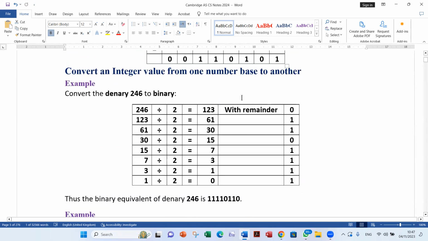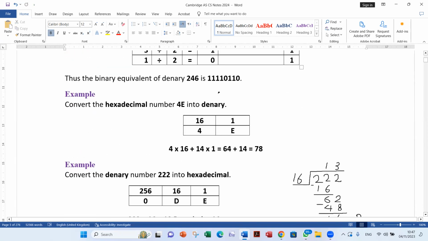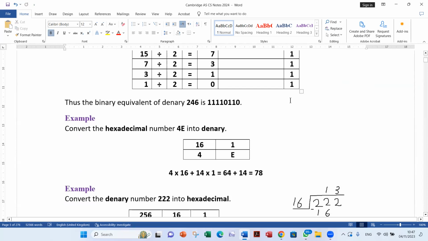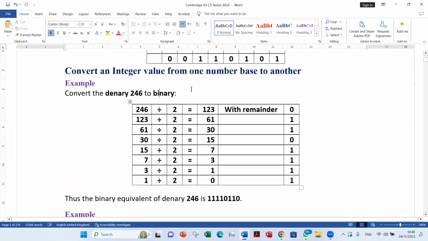Okay, let us keep recalling. Converting an integer value from one number base to another. So convert the denary value into binary. You may divide by 2. You already know that from the O level. But I'm not using that method of dividing by 2. I'm using the method of finding weights. So I think it is very easy for you to convert the denary number 246 into binary.